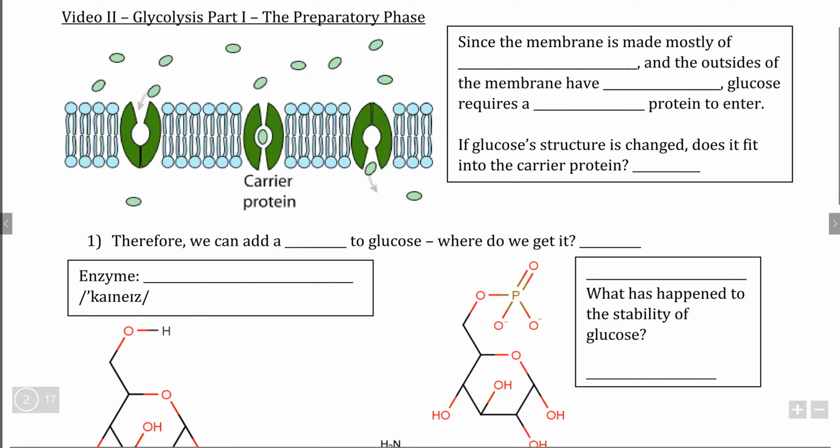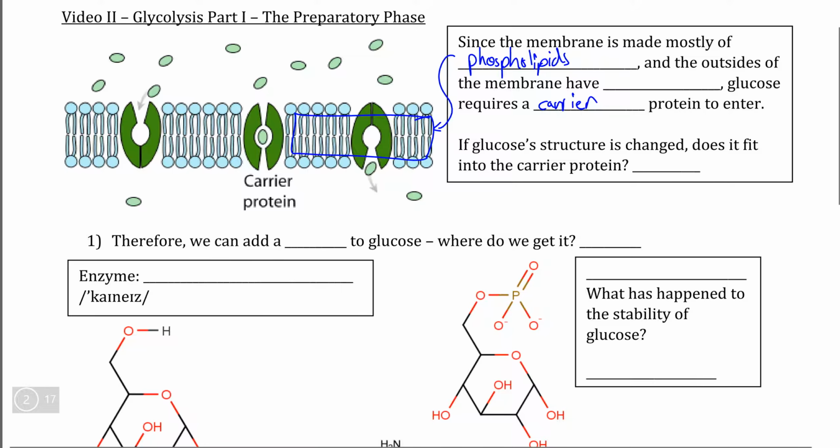When last we spoke, we dealt with the problem of how to keep glucose from leaving the cell. For those that don't remember the previous video, we remember that the overwhelming majority of the cell membrane structure is made out of phospholipids, and since the interior of the phospholipids is nonpolar, that means that glucose cannot cross the cell membrane without the aid of a carrier protein.